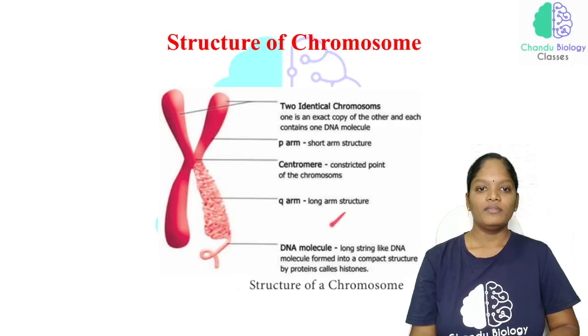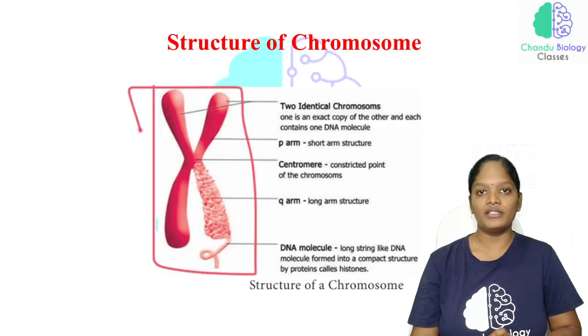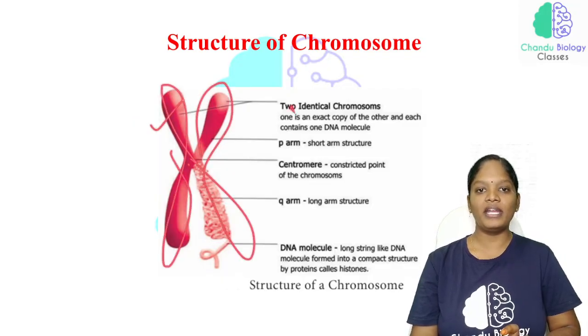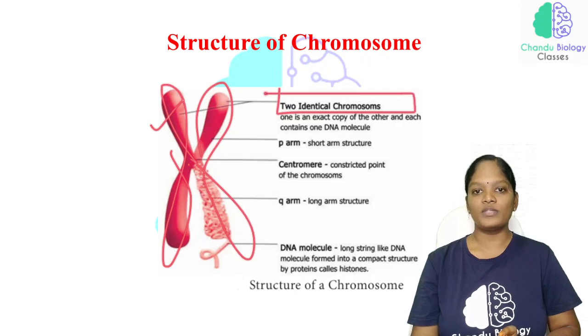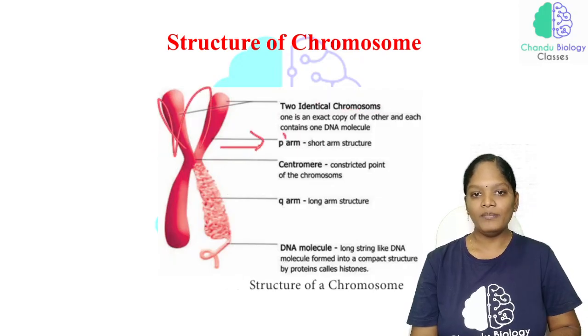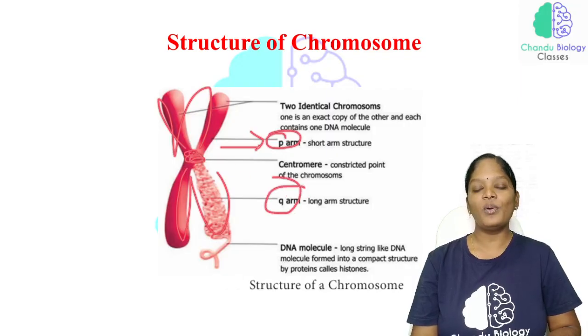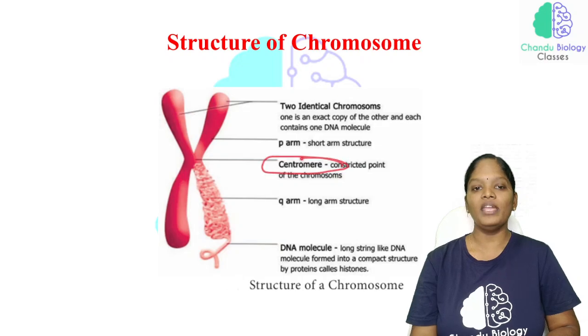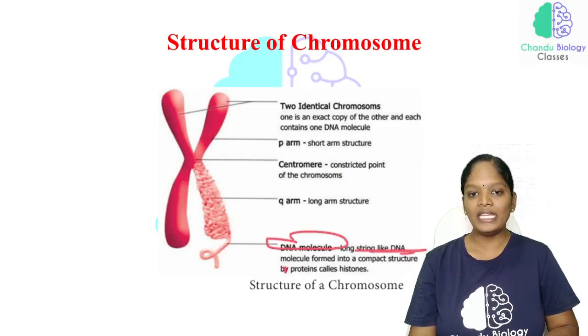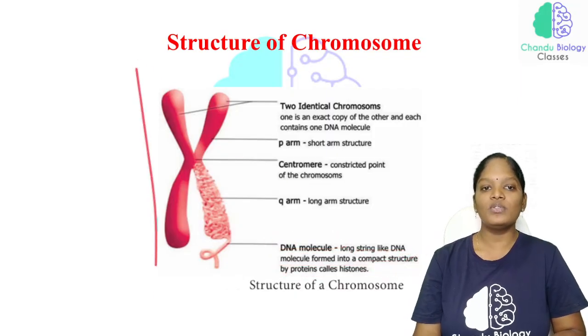See here, this is the structure of a chromatid chromosome. In the chromosome, this is one chromatid and this is another chromatid, so two identical chromatids. The short arm is called the P arm, and the long arm is called the Q arm, and the central point where the chromatids are holding together is called the centromere. This is where we can see the gene. That is a DNA molecule, a long string-like DNA molecule formed into a compact structure by proteins called histones.